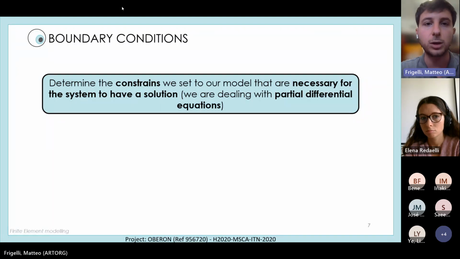So I spoke about boundary conditions. What are these boundary conditions? These are the constraints we set to our model that are necessary for it to have a solution, because we're dealing with partial differential equations. Partial differential equation systems have a solution only if they're constrained at the boundaries. We could speak a lot about boundary conditions. I just chose one example on the cornea to more or less understand what we're talking about.